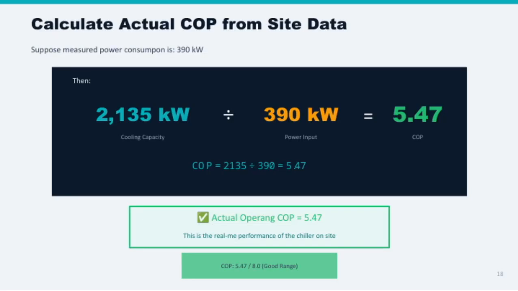Here, we're looking at the real-time performance of the chiller on site. The actual operating coefficient of performance, or COP, is 5.47. That means for every unit of power it consumes, 390 kilowatts, it delivers 2,135 kilowatts of cooling capacity. We get this by dividing the cooling output by the power input. This number tells us the chiller is running efficiently, right within the good range we expect. It's a clear snapshot of how well the system is working in practice.